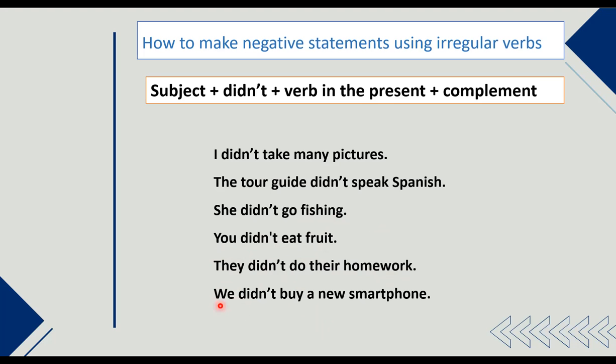And the last one? They didn't do their homework. I have another one. We didn't buy a new smartphone. Can you see it? We didn't buy a new smartphone. That is the last sentence. We didn't buy a new smartphone. Smartphone. Yes, smartphone. So thank you very much.